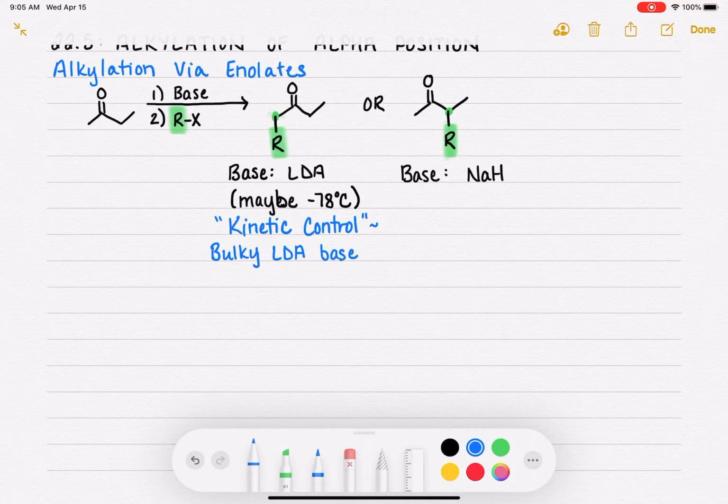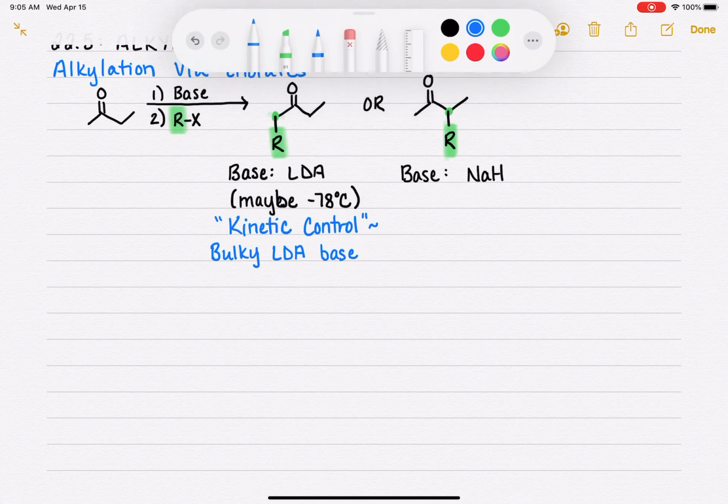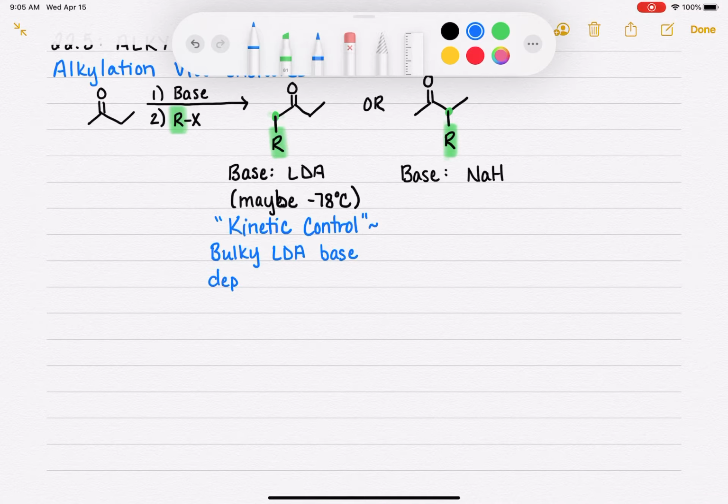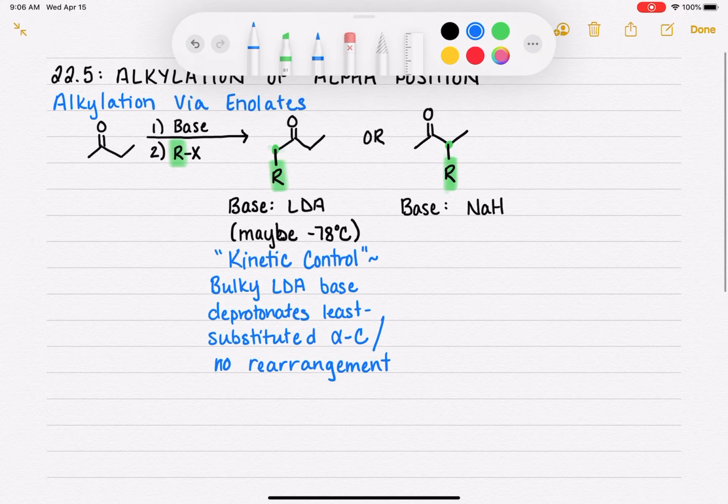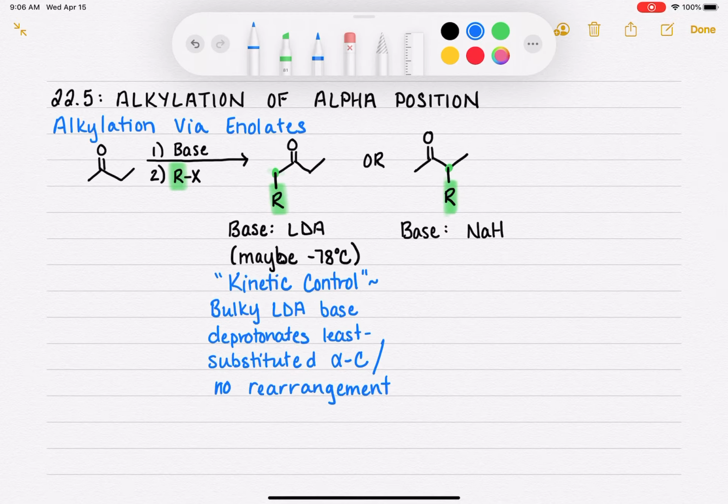When we have this reaction under kinetic control and we're using a relatively bulky LDA base, it's not like tert-butoxide bulky, but it's relatively bulky. The bulky LDA base will deprotonate the least substituted alpha carbon, not any carbon, alpha carbon. And there's no rearrangement because of the temperature. So our alkyl group gets put on the least substituted carbon.